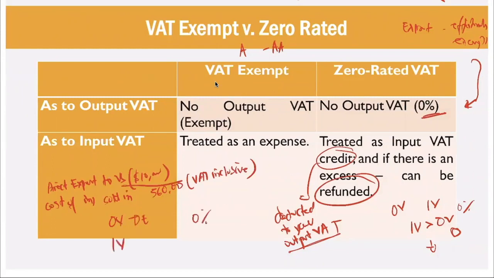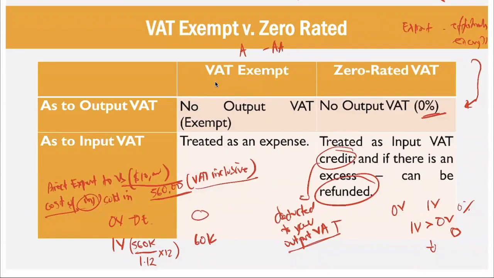Input VAT natin dyan sa sale na yan, cost of the inventory sold is 560. So, our input VAT is 560,000. This is VAT inclusive, di ba? So, divided by 1.12 times 0.12. So, 560 multiplied by 12 over 112, we have 60,000. Okay. So, as you can see now, since it is zero rated, you have no output VAT. And then, you have an input VAT, 60,000. So the input VAT now is greater than your output VAT.